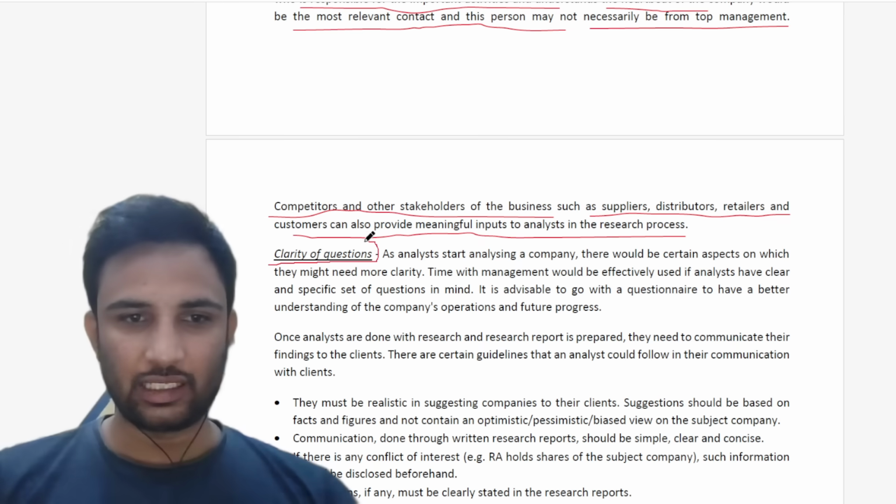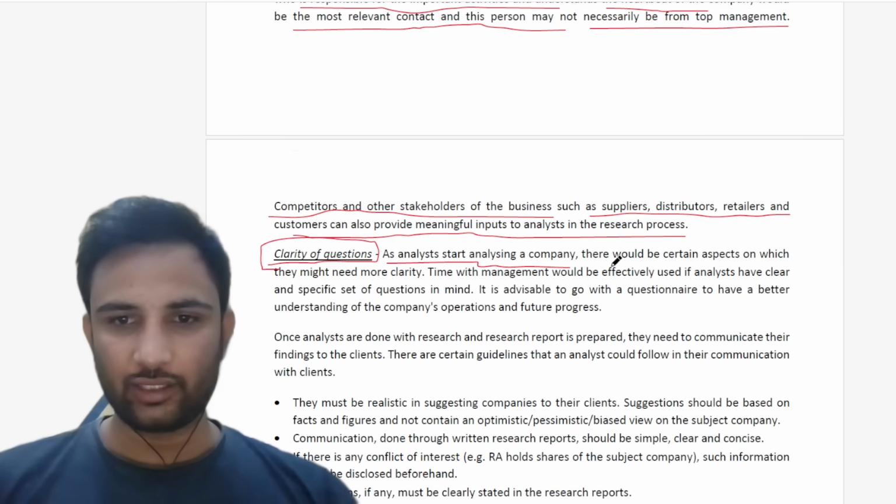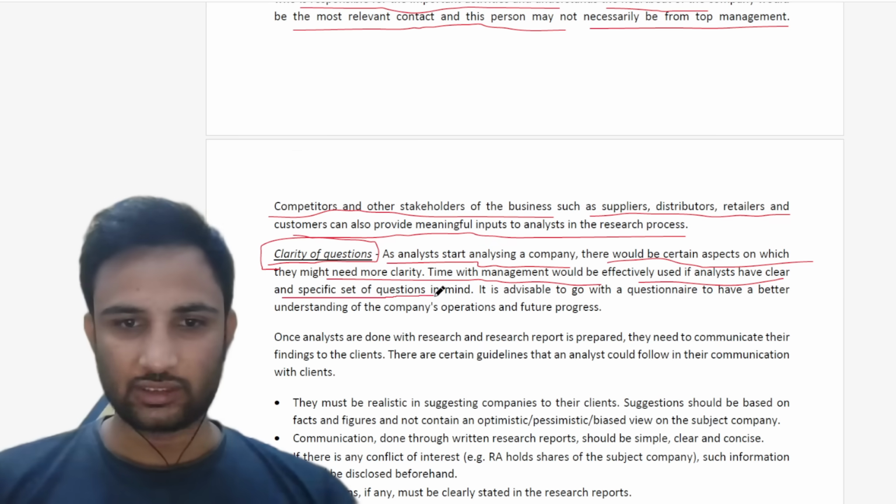Next principle we have is clarity of questions. As analysts start analyzing a company, there would be certain aspects on which they might need more clarity. Time with management would be effectively used if analysts have a clear and specific set of questions in mind. It is advisable to go with questionnaires to have a better understanding of the company's operations and future progress.